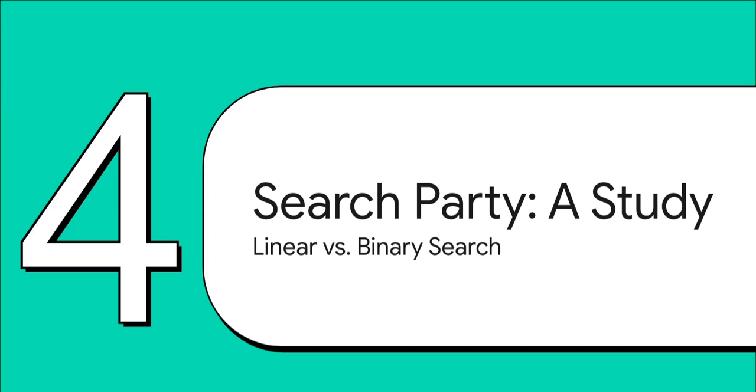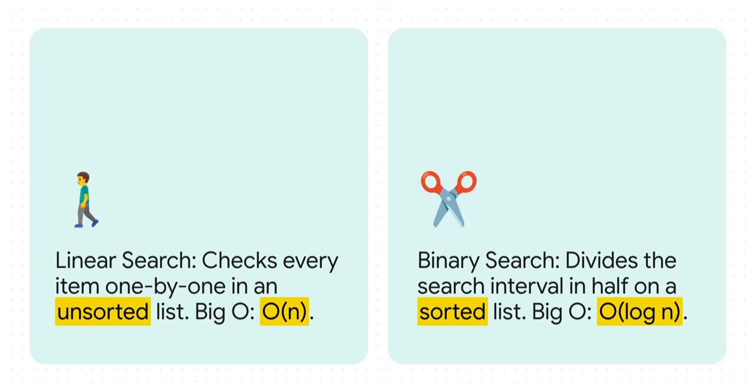All right, enough with the theory for a second. Let's put this into practice with a classic case study, the search party. We're going to compare two ways of finding something in a list, linear search versus binary search. So first up is linear search. This is the brute force method. You just start at the very beginning and check every single item one by one until you find what you're looking for. The worst case scenario, you have to check everything. That's why its big O is O of n.